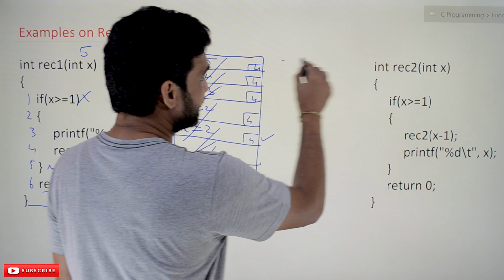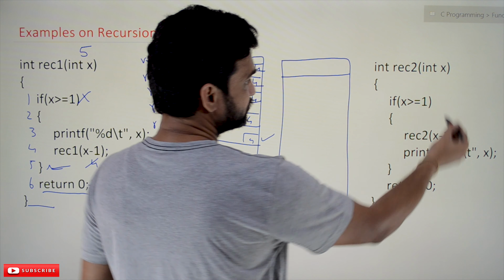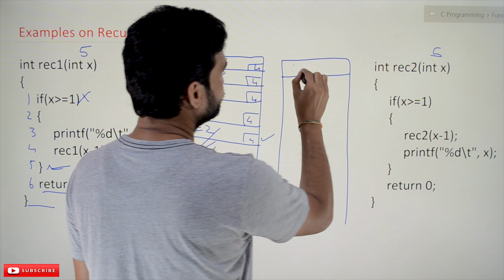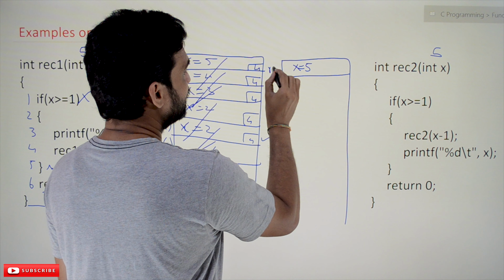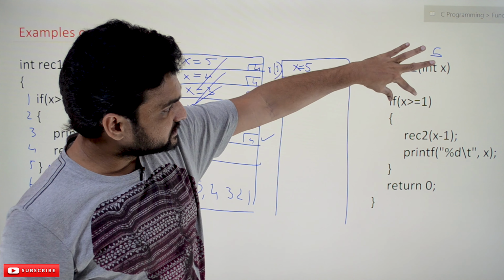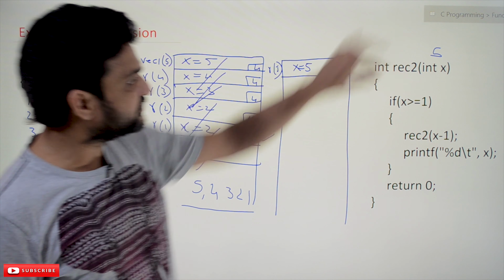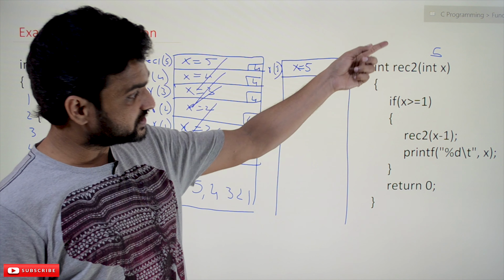So the same activation diagram, whenever a function call is made. Okay, so again here the value of x is equal to 5, r2 of 5, this function call is for 5. Again, is it true? Yes, it is true. So again the function call is made. We are not going to print anything. See here, again the function call is made.